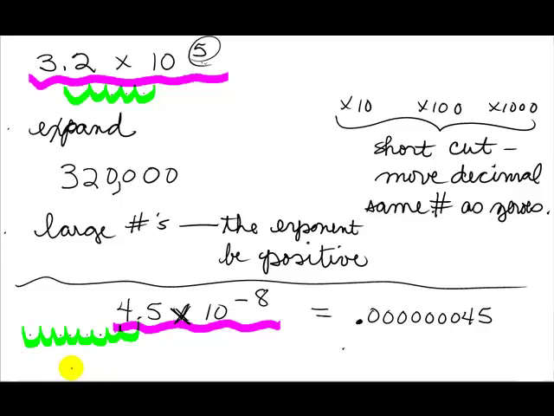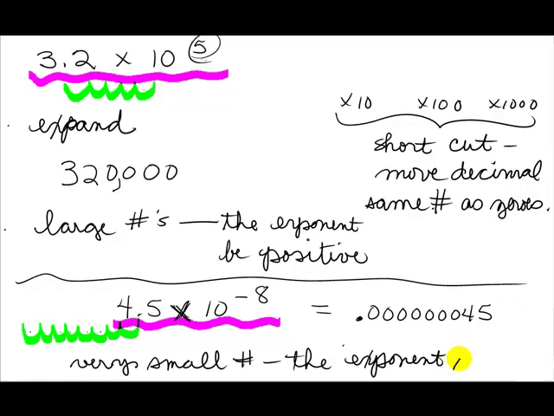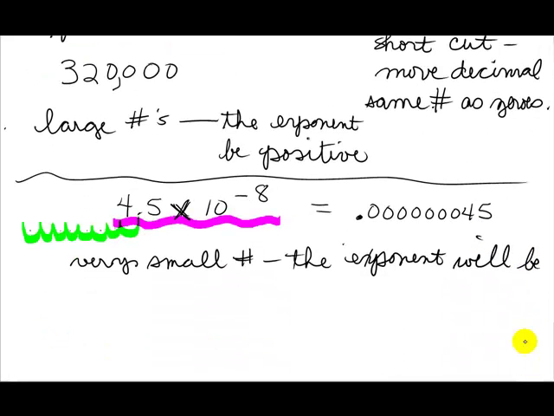So for a very small number, the exponent, I didn't write that up here, will be negative. Let's see, I didn't cross my X up here. There we go.